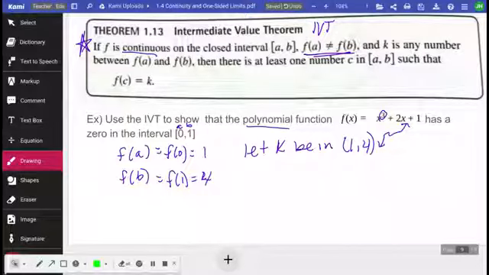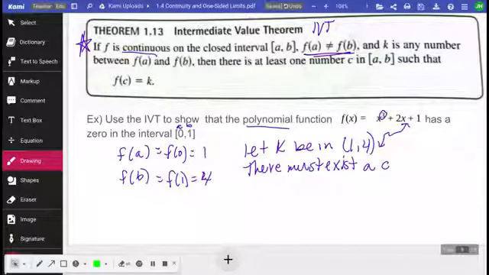There must exist, using the IVT, a C value in the closed interval. What'd they give me? 0 to 1. Okay. That's all I have to do is, because it satisfies the beginning, if that happens, then the other must happen. Okay, it's a conditional statement.